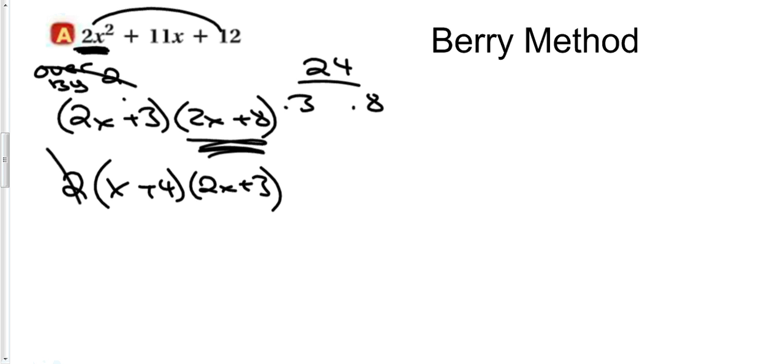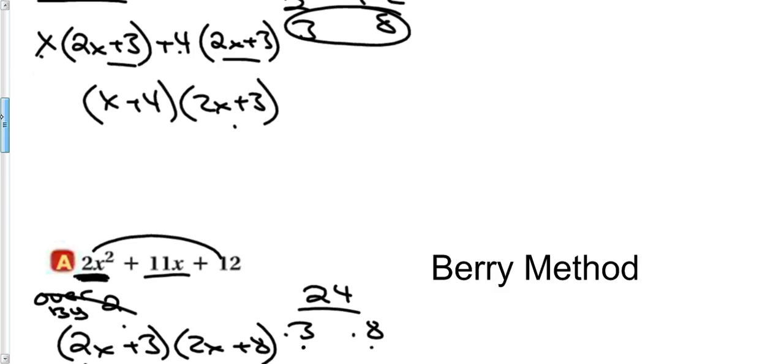Instead of trying to group these things, instead of splitting 11x into 3 and 8, all I do is rewrite both binomials with the 2x squared at the beginning, and then I can cancel it out later. So, 3 different methods to choose from.